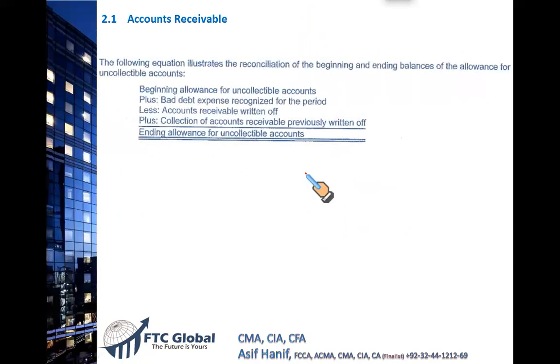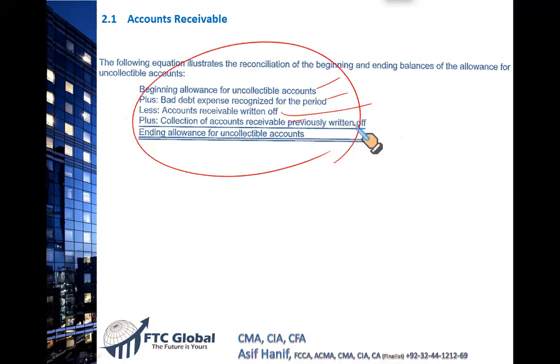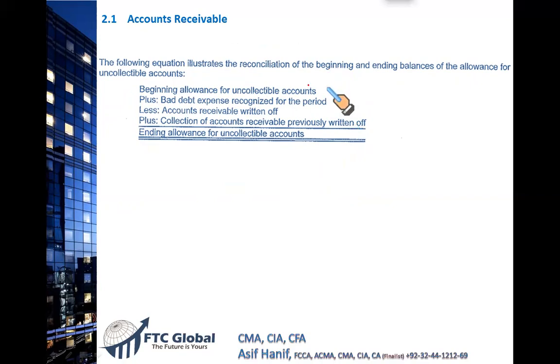Now, sometimes in the questions, you are required to calculate how much bad debt was written off, how much was the opening balance, or this or that. This is what you can call the vertical format of finding the bad debt written off or any unknown. So what you have is the opening balance of allowance.